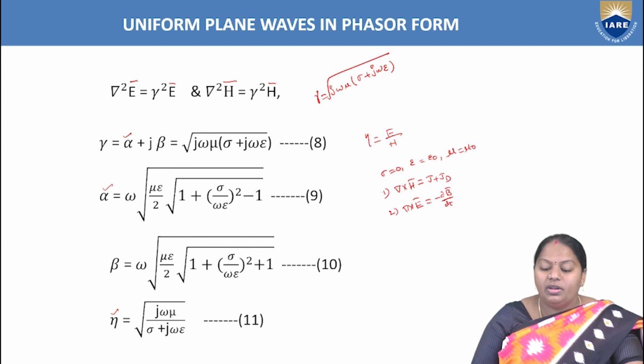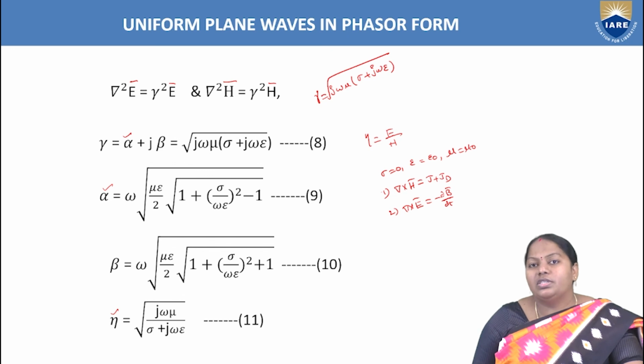Now from that uniform plane wave equation, we have got three constants: attenuation constant alpha, phase constant beta, and propagation constant gamma. Along with these three constants, we also learned about a parameter called intrinsic impedance, the ratio of the electric field strength E to the magnetic field strength H. And we have also learned in this lecture that the uniform plane wave equations in phasor form are known as Helmholtz equations.